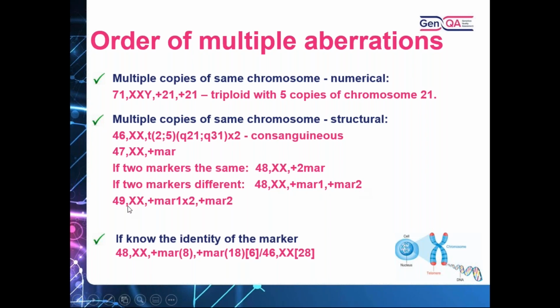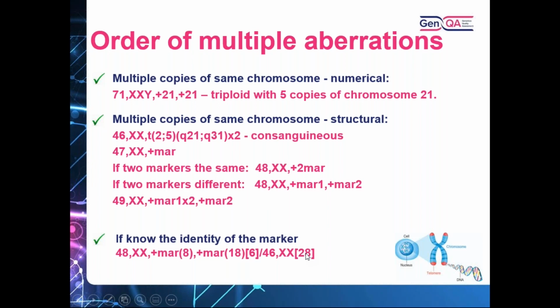And just to complicate things, if you had 3 markers, 2 of which were identical and 1 wasn't, you'd put 49,XX,+mar1x2,+mar2, because there's 2 of them. Actually, that should be... oh no, it's because mar1. Sorry, that's right. If you know the identity of the marker, then you can put it in brackets after mar. So mar(8) and mar(18), and then the normal cell line last, even though it's the largest.